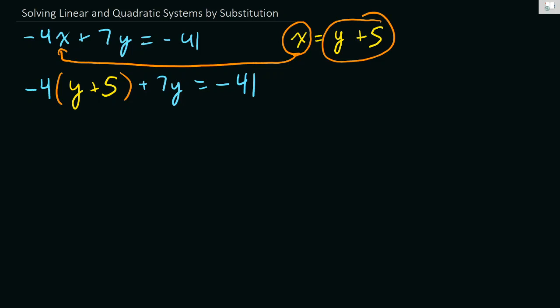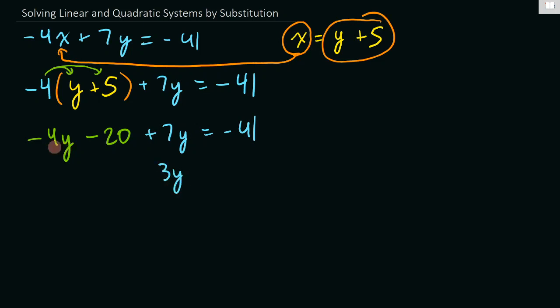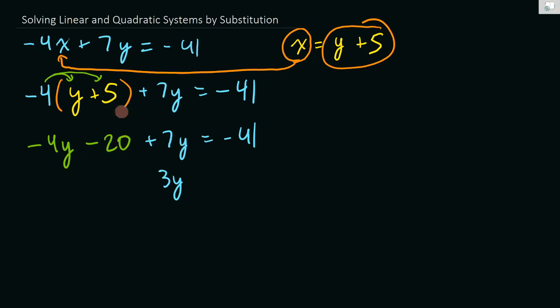And now you just need to do your regular algebra steps, expand and simplify. So negative 4y and negative 20 when you distribute that correctly, plus 7y equals negative 41. Now we're going to collect our like terms. So we have 3y in total, because we have negative 4 of them plus 7. And this minus 20 I want to get to the other side, so I'm going to plus 20. So this is negative 21. And we divide by 3, so we get y equals negative 7.